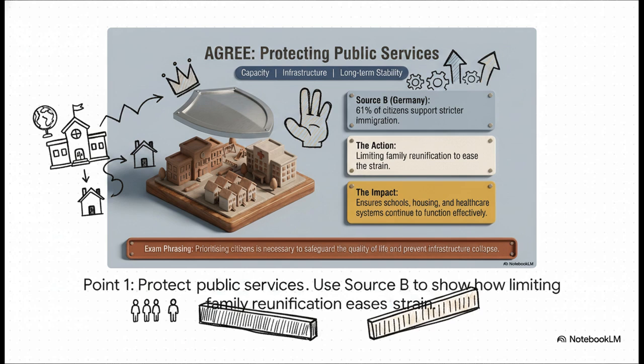And you've got your evidence right here in Source B from Germany's experience. You tell the leader, look at the action they took, limiting family reunification. And the impact? Well, it's huge. It prevents essential services like schools, housing, and healthcare from getting totally overwhelmed. The message you're sending is crystal clear. Prioritizing your citizens is how you safeguard their quality of life.